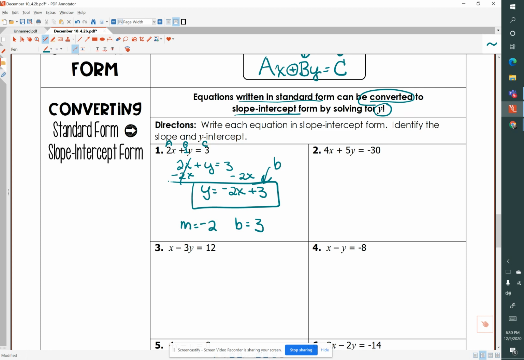Let's look at number 2. So we have 4x plus 5y equals negative 30. The first thing we want to do, remember, we are solving for y. So we'll subtract 4x from each side, because whatever we do to one side of an equation, we do to the other side. Then we have 5y equals negative 4x minus 30. Now, y is still not isolated, so we still have a little bit of work to do. So we're going to divide everything by 5.